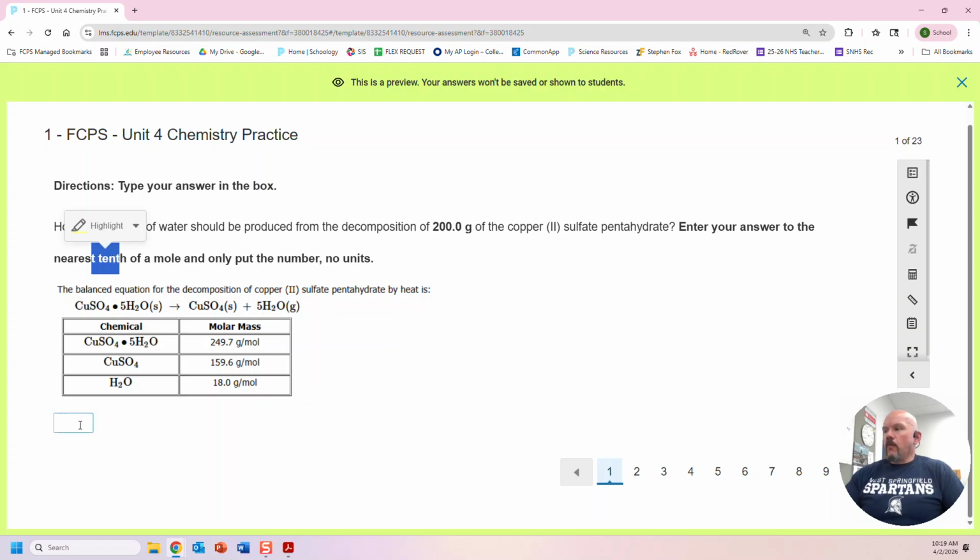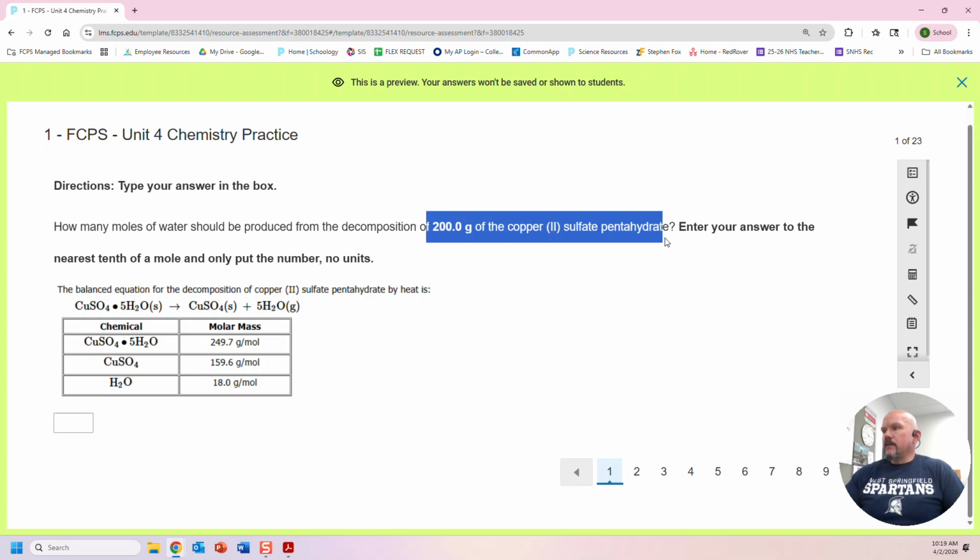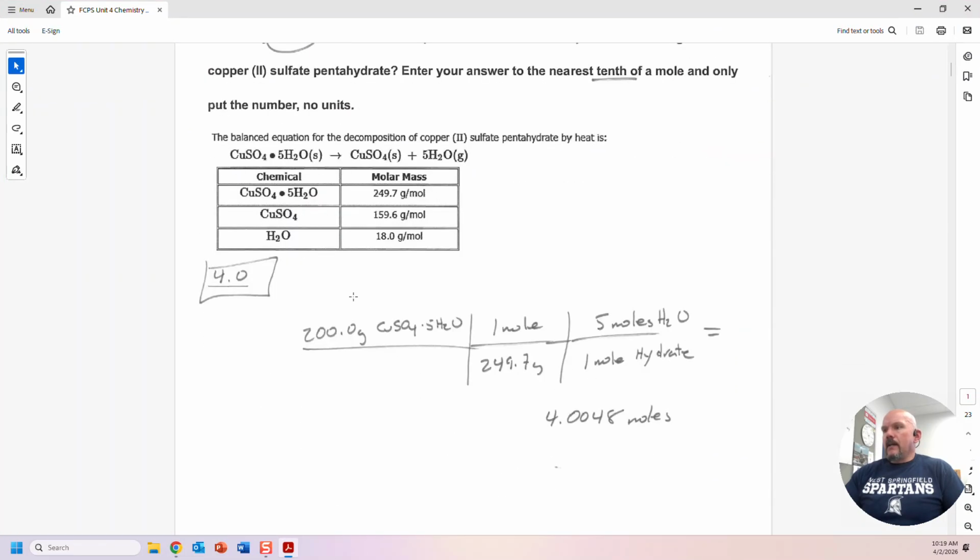So we're only going to go to 1 decimal place when we type in our answer. But it's just saying how many moles of water will be produced if 200 grams of the hydrate react. So it's just stoichiometry. If 200 grams of this react, how many moles of water? Okay. So we're just going to take what we're given and convert it to moles. Luckily for us, we don't have to waste time calculating the molar mass of the hydrate. They gave it to us in the chart.